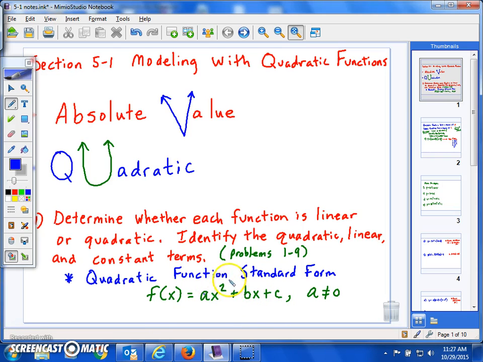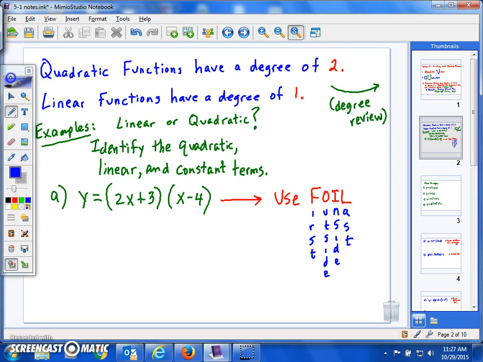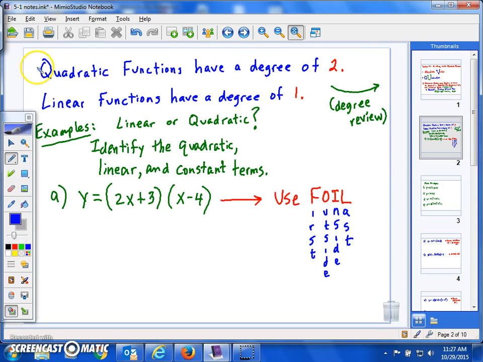Notice that the highest exponent for x is squared. This just means a restriction on the variable a. Obviously, if a is 0, then we don't have a quadratic term, so then it's not a quadratic function. So hopefully that makes sense. So let's just jump right into looking at some specific examples that will help you with the first 9 problems of tonight's assignment. Okay?